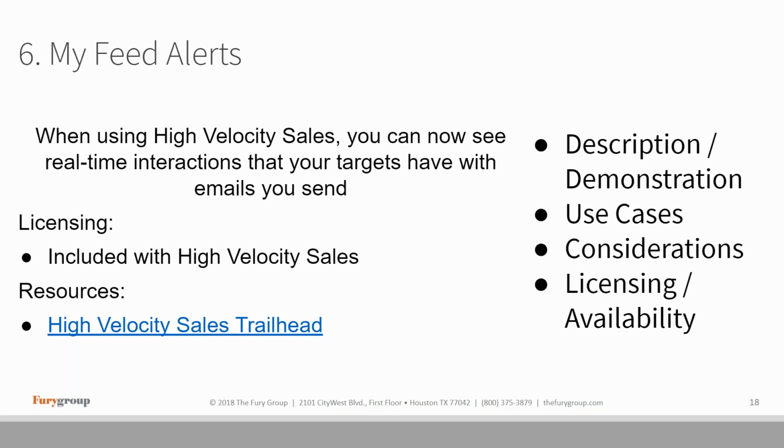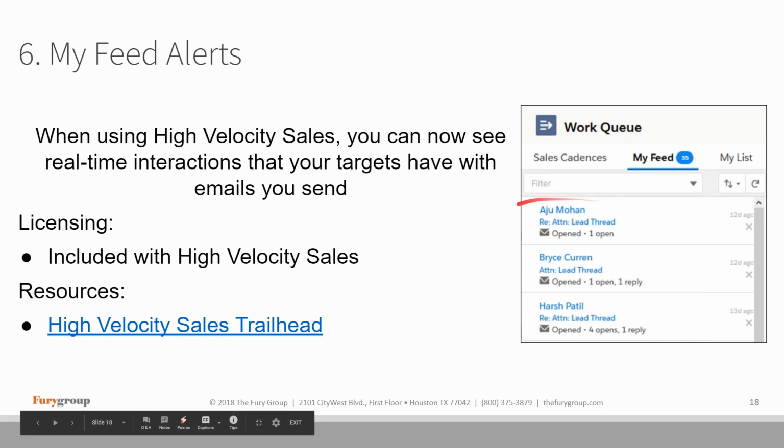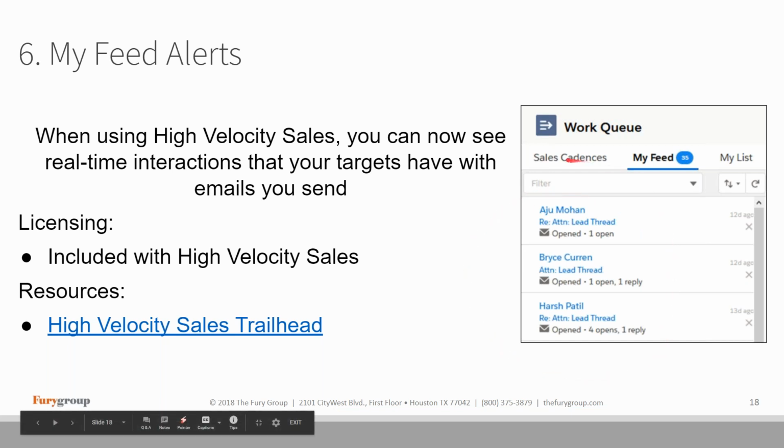But when you're using high velocity sales and you go through and send emails as part of the cadences, now you have another tab for my feed. And this is actually going to show you real time when your targets are opening these emails and clicking through these emails. As you're going through these cadences, you'll have a little badge here that pops up: 1, 2, 3.